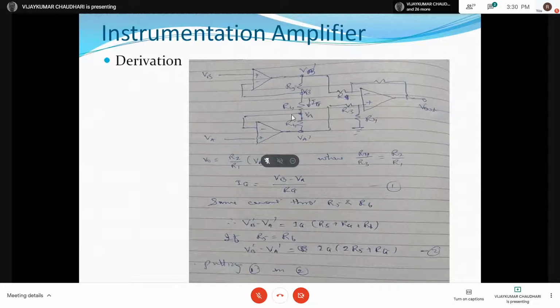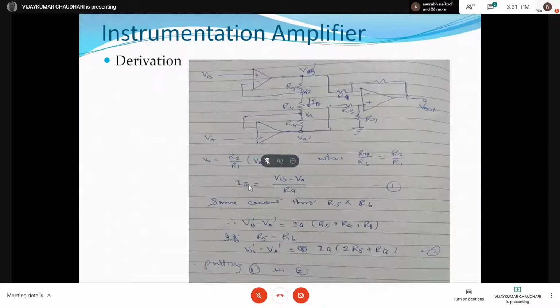All the concept is based on the fact that this voltage and this voltage is same, they are coming here. There is no current through this. All these resistances are in series and carry the same current IG, right? So this is the concept on which this equation is based. VB dash is the output here of the first op amp. The VA dash is the other output of this op amp, and then VB dash minus VA dash will be IG into 2 into R5, because we have considered these two resistances to be equal, so they will be added together, 2R5 plus this RG. So VB dash minus VA dash is IG into 2R5 plus RG.